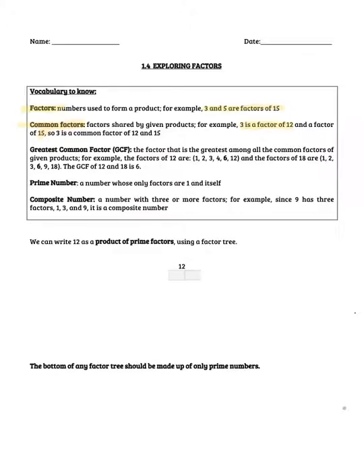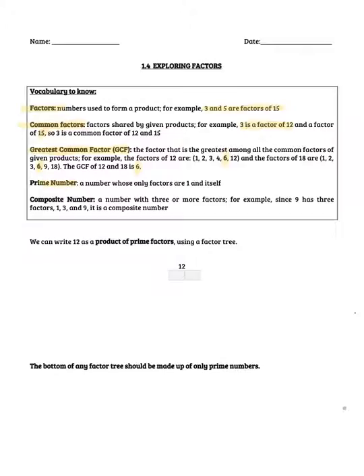Related to that is the GCF, or the greatest common factor. Remember that that is the factor that is greatest among all the common factors of given products. For example, the factors of 12 are 1, 2, 3, 4, 6, and 12, and I'm going to highlight 6 there. The factors of 18 are 1, 2, 3, 6, 9, and 18. Therefore, the GCF of 12 and 18 is 6 because that is the largest factor that's common in 12 and in 18.